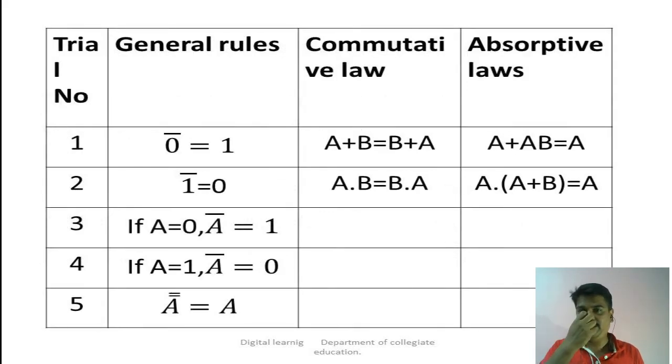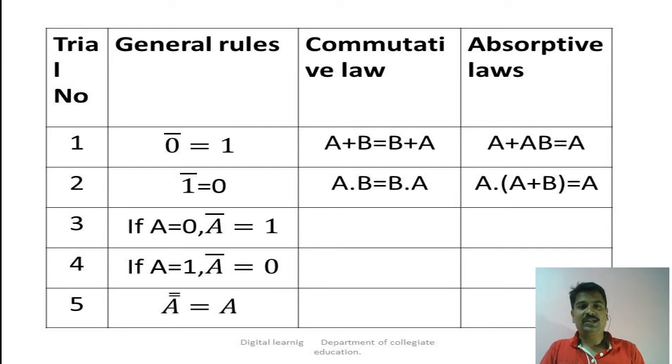Apart from that, we have some general rules. I'll go one by one. 0 bar is equal to 1, so if you do the inversion of 0, it will be 1. 1 bar is 0, so if you do the inversion of 1, it will be 0. Similarly, the third one: if a equals 0, a bar will be equal to 1. If a is equal to 1, a bar will be equal to 0. It's an inversion. Again, the same thing is repeated here: a bar whole bar will be equal to a.